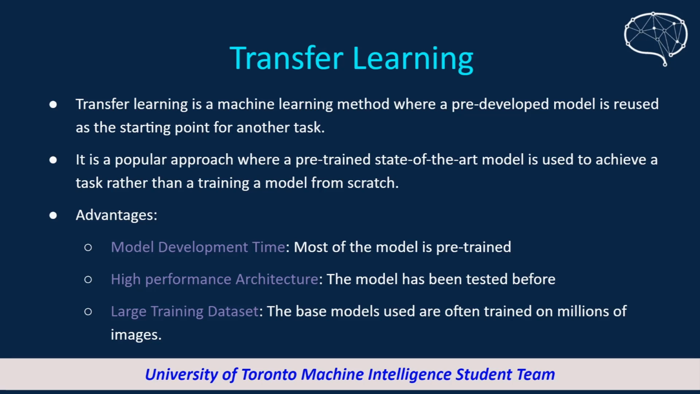Model development time. Most of the model is pre-trained and hence this reduces the development time of the model. High performance architecture. The model has already been tested before, and it is a state-of-the-art model, which means that the performance is usually much higher than a model which is trained from scratch. Larger training dataset. Most of the base models which we use in transfer learning are often trained on millions of images, and these are very large training datasets.